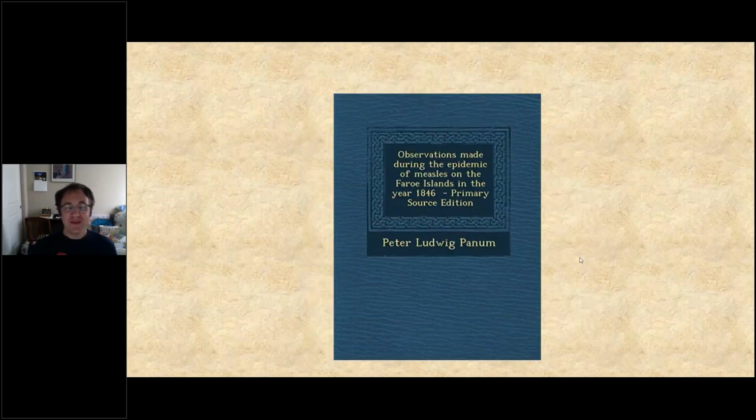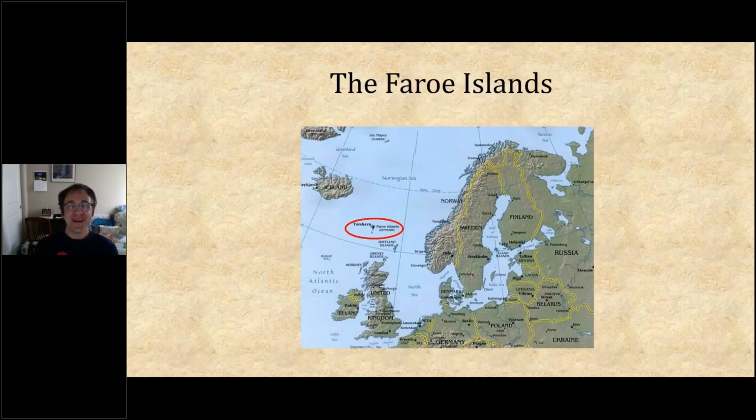I'm going to start off talking a little bit about this treatise, Observations Made During the Epidemic of Measles on the Faroe Islands, written by Peter Panum in 1846. When I first came across this, I did not even know where the Faroe Islands are. It turns out the Faroe Islands are a small island that are part of Denmark, located halfway between Denmark and Iceland. Particularly back in the 1840s, there was very limited traffic between mainland Europe and the Faroe Islands.